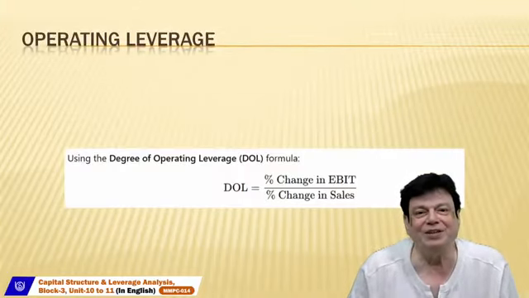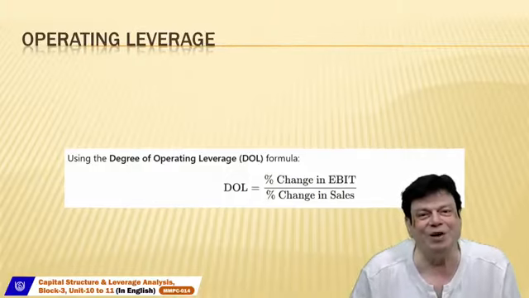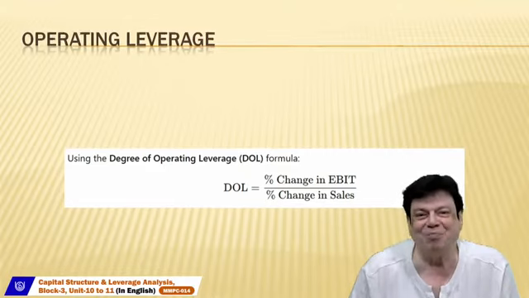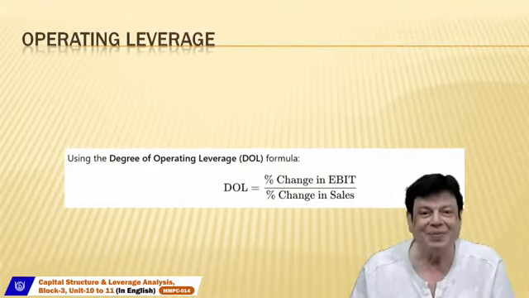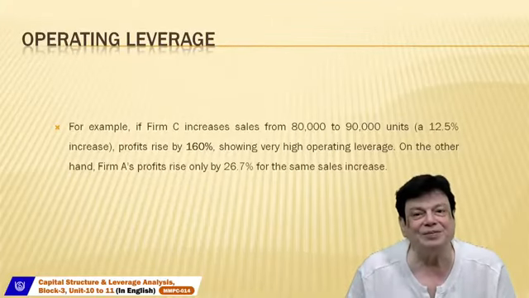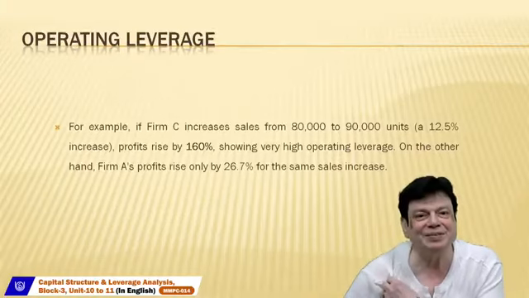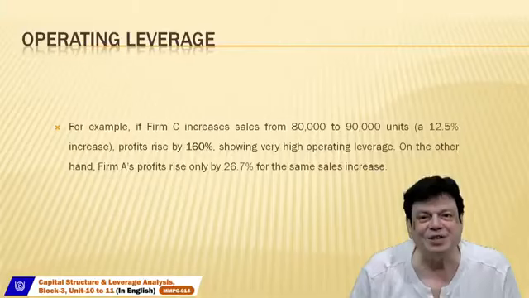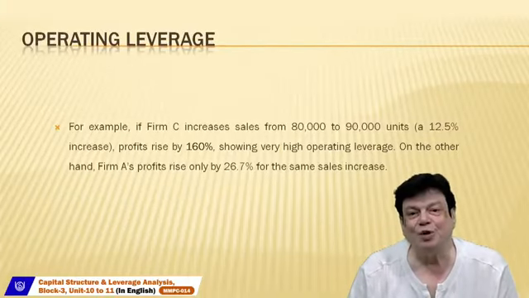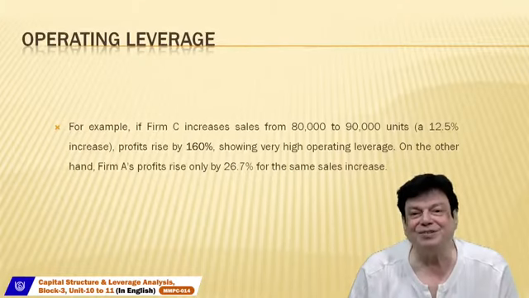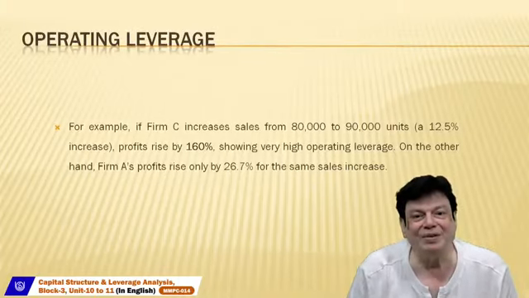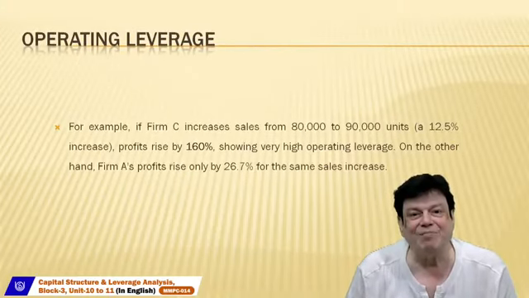Using the degree of operating leverage formula, degree of operating leverage is equal to percentage change in earnings before interest and tax divided by percentage change in sales. If firm C increases sales from 80,000 to 90,000 units, a 12.5% increase in sales, profits rise by 160%, showing very high operating leverage. On the other hand, firm A's profits rise only by 26.7% for the same sales increase.